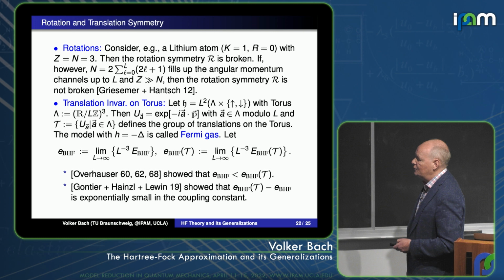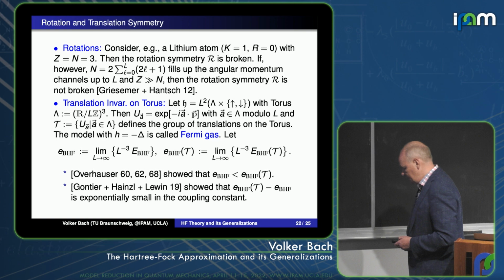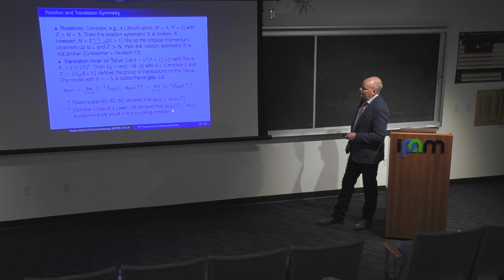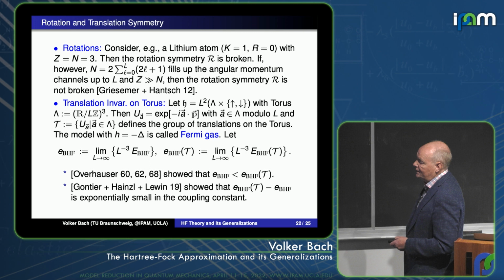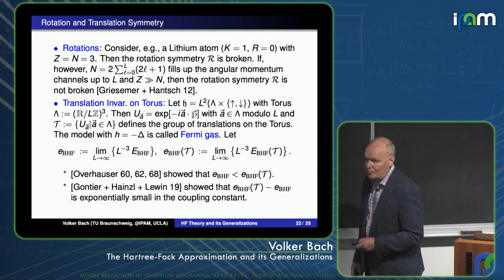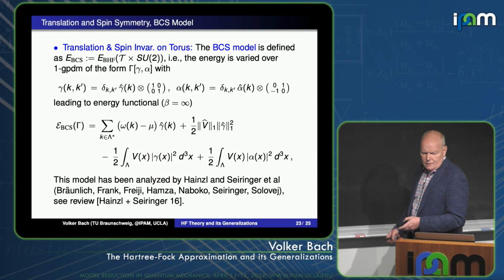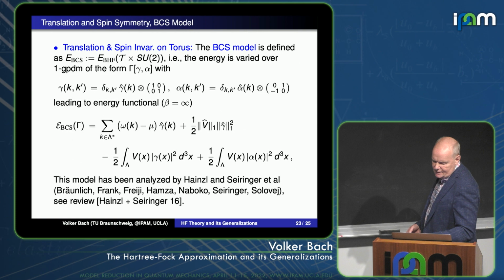Already in the 60s, Overhauser observed that the Bogoliubov-Hartree-Fock energy in general is smaller than the translation-invariant energy per particle. So this may be seen as a signature of a Wigner crystal or something. Then there was a remarkable result a few years ago by Gontier, Hainzl, and Levine, who showed that the difference is positive between the energy per particle with translation invariance and without, but it is never really big. Namely, it's exponentially small in the coupling constant. So it will never appear in any power series expansion in the coupling constant. If we require translation and spin invariance on the torus, we get to the BCS model.